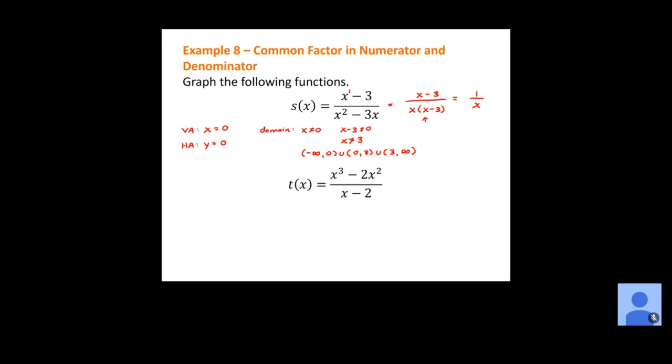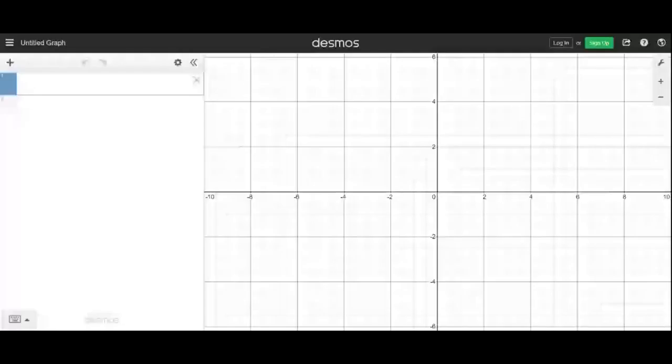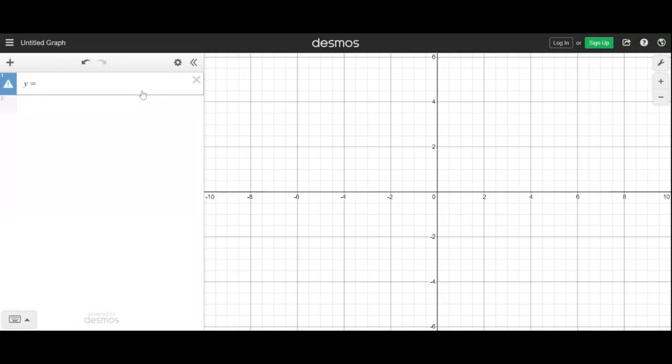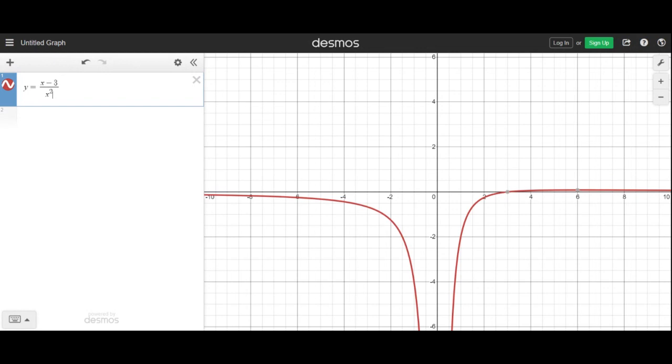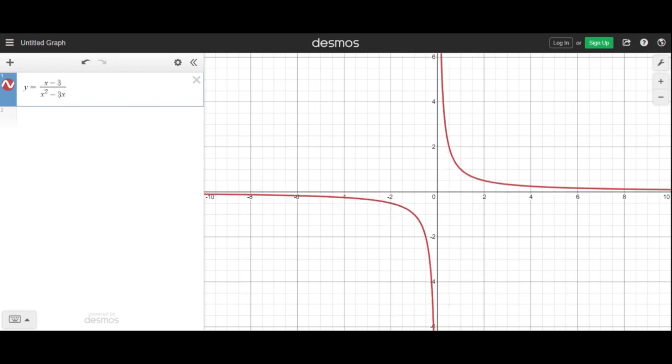Okay, all right, so let's take a look at this graph, right, just so we can see how all this stuff actually shows up now. All right, so we have y equals x minus 3 over x squared minus 3x. Notice here, when we simplified, we got 1 over x. And if you remember, way back to the very beginning of this section, 1 over x is our basic rational function, and this is what it looked like, right? So simplifying this one gives us that.